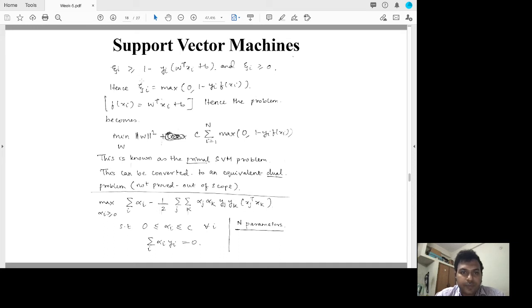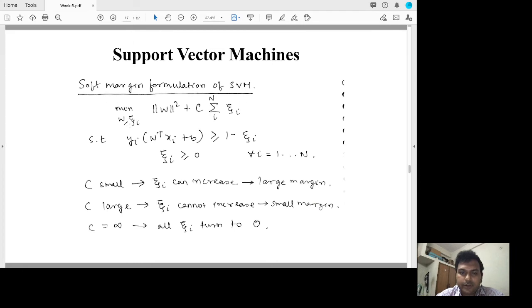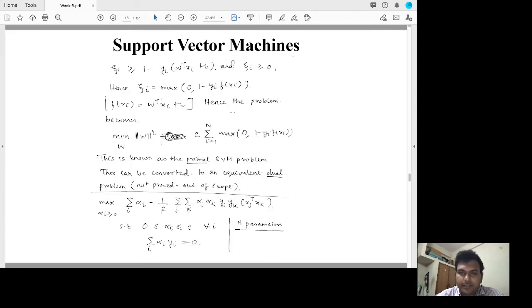So therefore what becomes is I am trying to minimize, and here in the formulation I am just replacing xi by this particular formula, which is maximum of 0 and 1 minus yi into f of xi. This is the formula that I want for w. So this is known as the primal SVM problem. Why primal? Because all you wanted was to find out the value of w, which is what you started with.